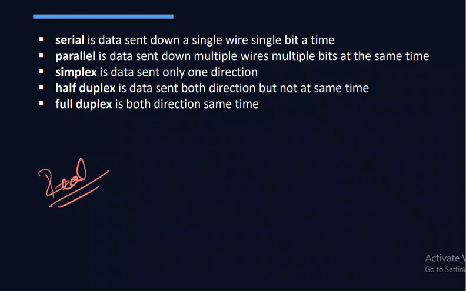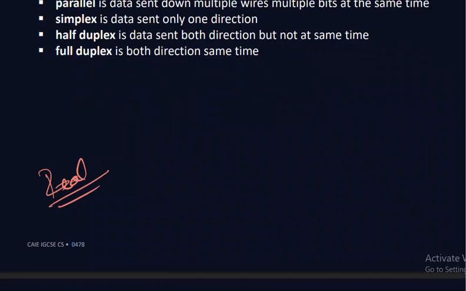Simplex is just data sent down only one direction. Half duplex is data sent in both directions, but not at the same time. And full duplex is both directions at the same time.